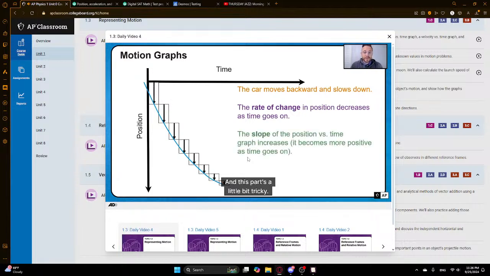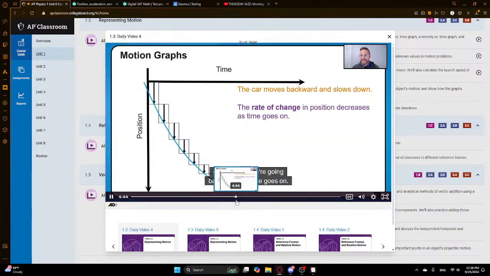And this part's a little bit tricky. The slope of the position versus time graph increases because it's becoming more positive. So a better thing to say is that the slope of this graph becomes more positive as time goes on. It starts off as a very negative slope, and then it gets less negative, even though we're going backwards.